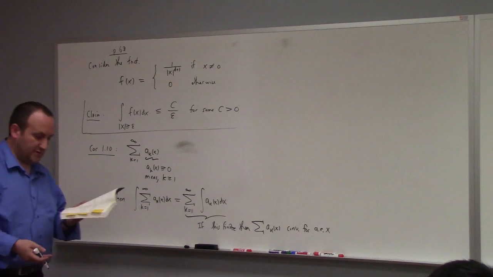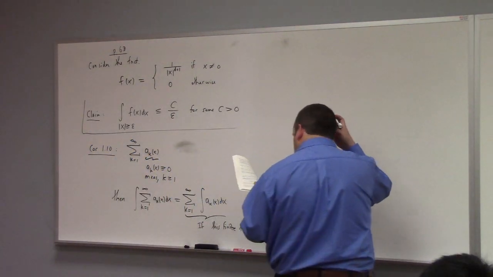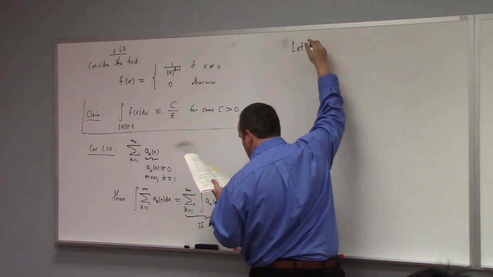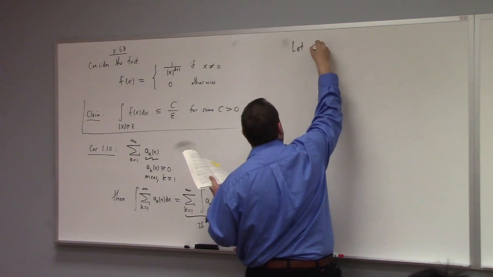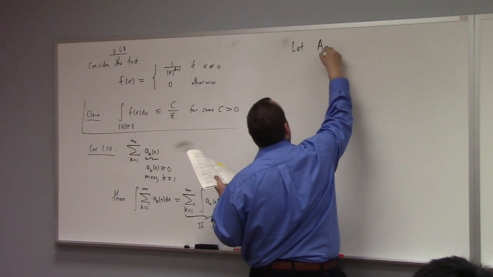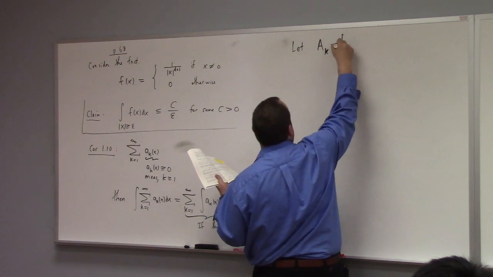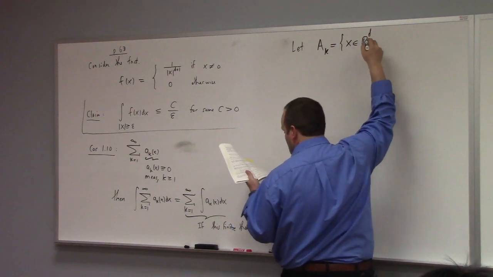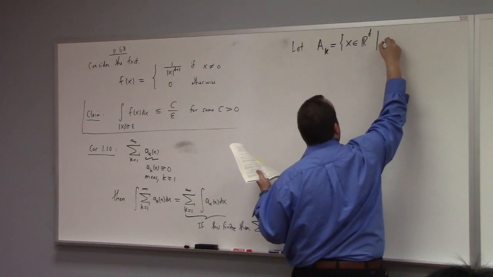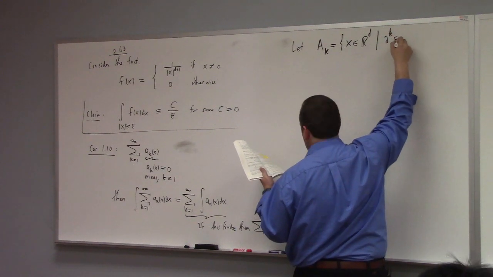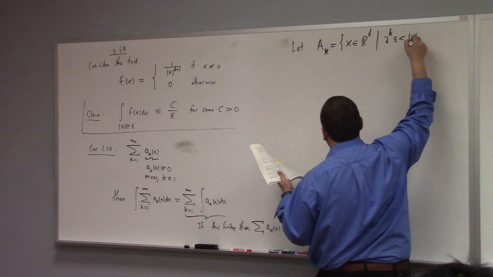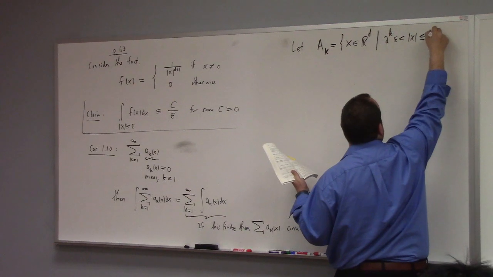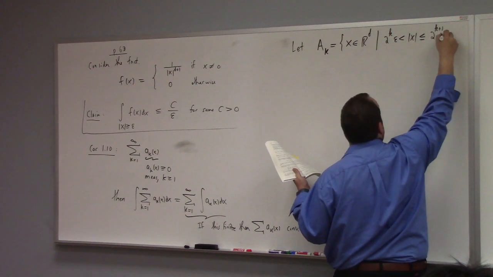So what he does then to work on this claim is he lets. This is a common theme in these kind of arguments. Two to the power k is often used as a tool to create things. And let's see how it works here. A_k is the set of x in R^d such that 2^k times epsilon is less than the length of x, which is less than or equal to 2^(k+1) times epsilon.